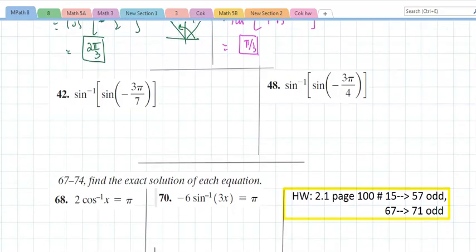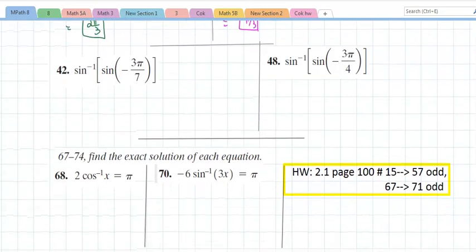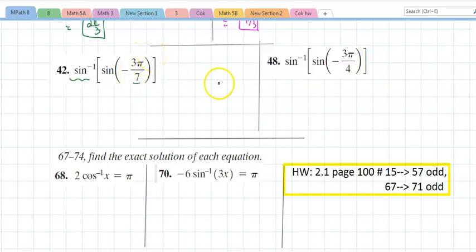How about number 42? This is an angle. This is not a standard angle. You can't say pi over 7 is the reference. Only pi over 3, pi over 4, and pi over 6 work that way, just because of the algebra, not because that's always the case. So, first things first, I'm looking for an inverse sine, and I need the reference angle, so I need to draw this.